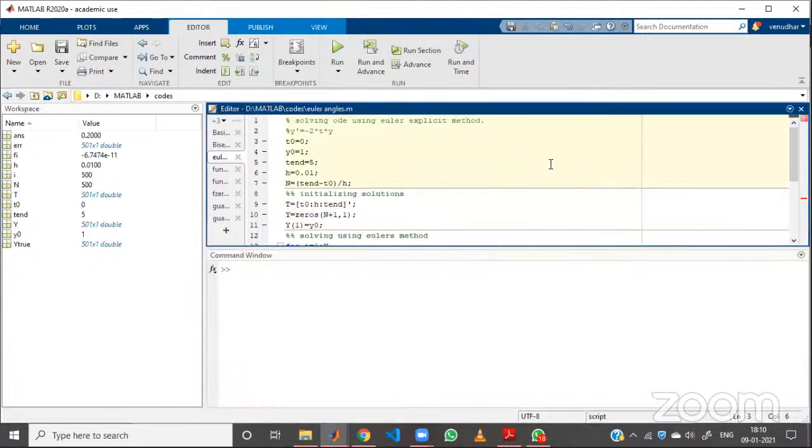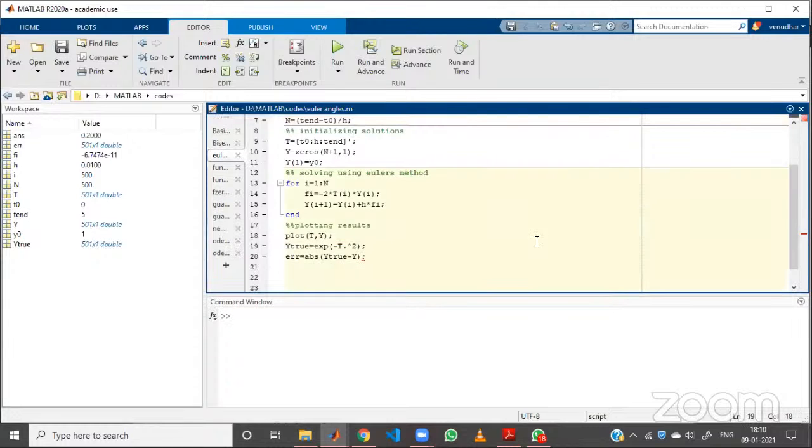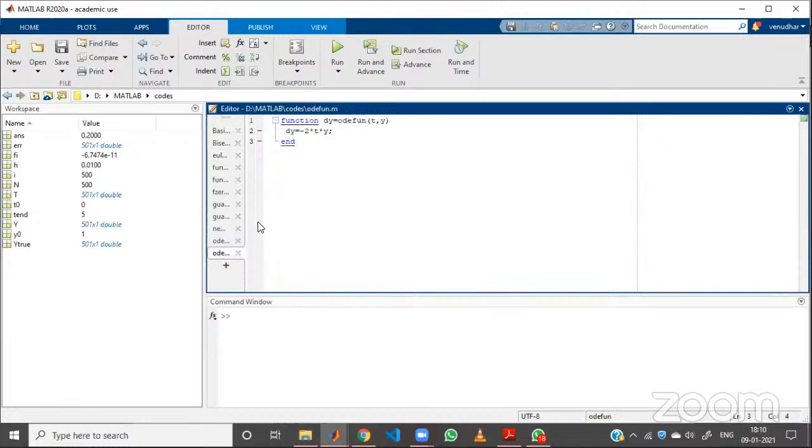So this is the code. Is there any MATLAB function which we can directly use to get the graph of the ODEs? Yes, there is. This is known as ODE45. By using ODE45, we can directly get the solution of the differential equation. How to use ODE45? I'm just showing it.